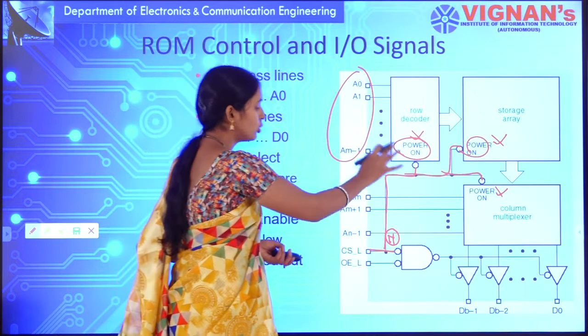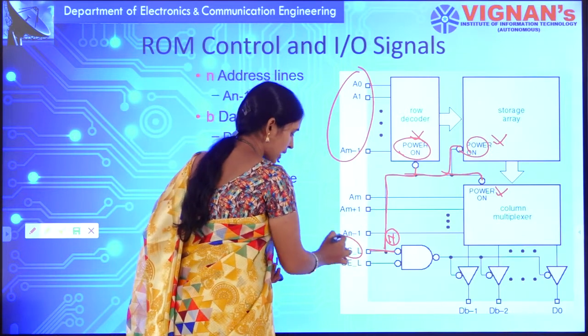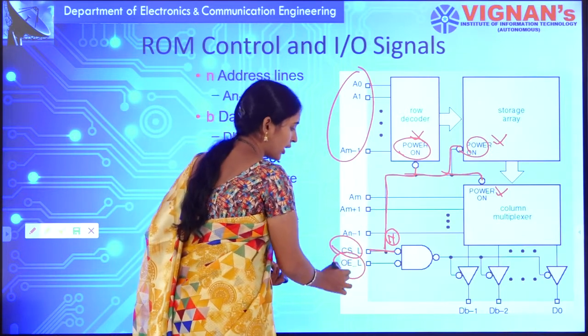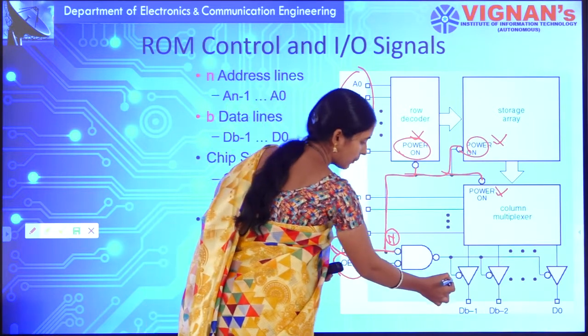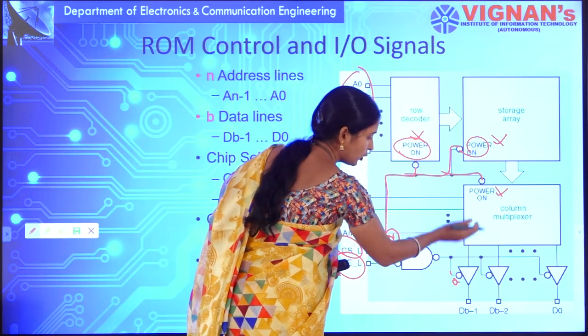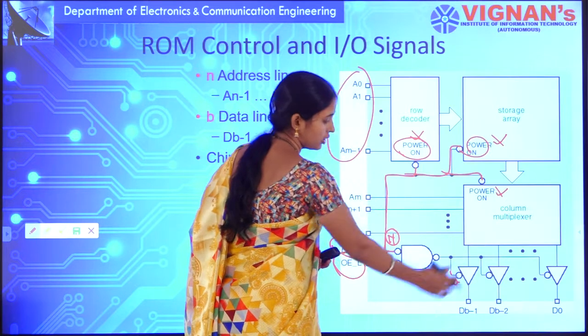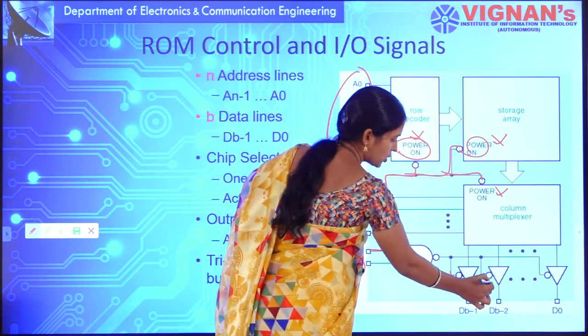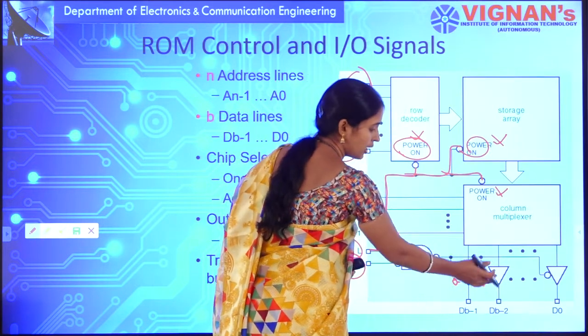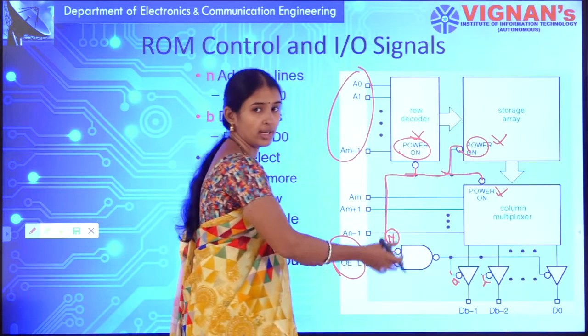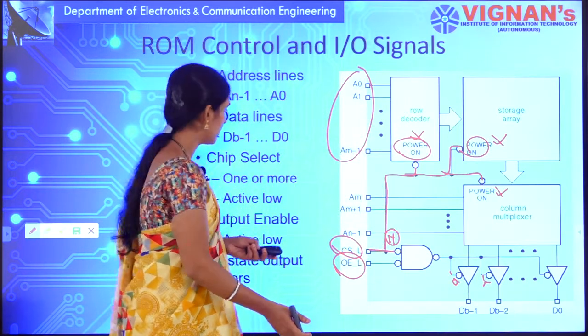This is how you control the chip with the help of chip select and output enable. If output enable is active low, then only you can access the data. If output enable is 1, even though the output is available, you cannot access the data at the output.